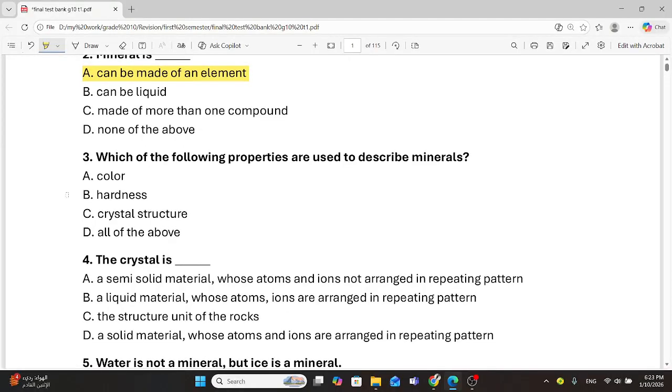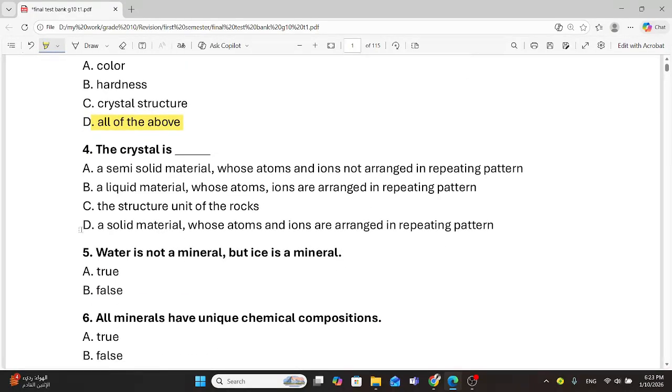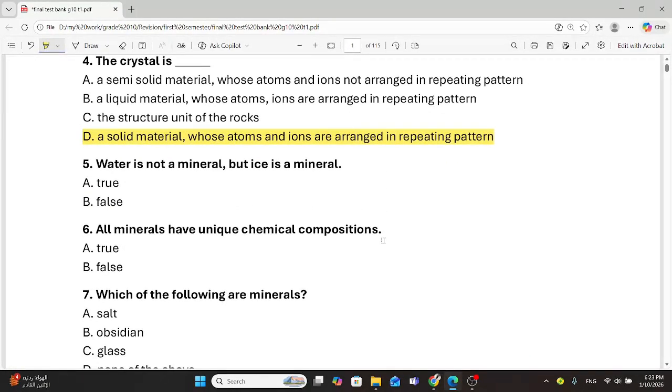طيب which of the following properties are used to describe minerals؟ color، hardness، crystal structure، يبقى ايه؟ all of the above. طيب the crystal is a semi-solid material. احنا قلنا عشان الكريستال خاص بالمينرال هيبقى لازم solid، يبقى هدور على الإجابة اللي فيها solid. طب liquid material؟ لا. structure unit of rocks؟ لا. a solid material whose atoms and ions are arranged in a repeating pattern. Water is not a mineral, but ice is a mineral too.